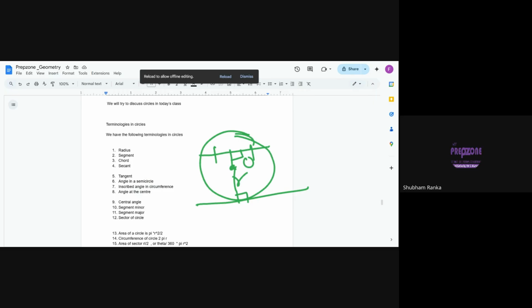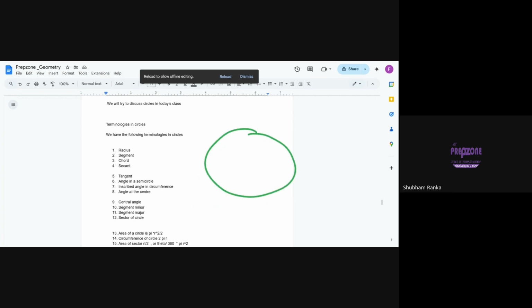In fact, if I make two chords, the radius will bisect both. I can make infinite chords in the same circle, and all of them will be bisected through the midpoint, making 90 degrees. But not just the radius actually. Even if I make a small chord and join the midpoint, the line from the center that is perpendicular to the chord will bisect it.